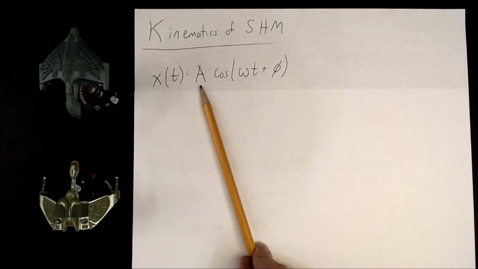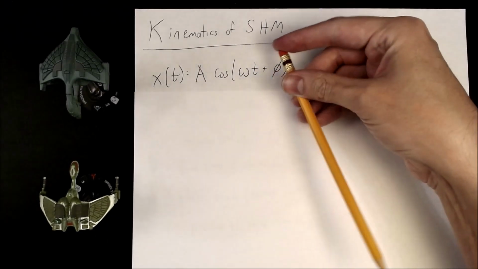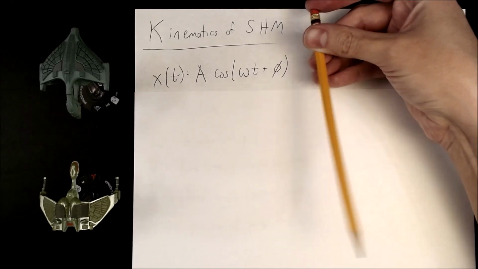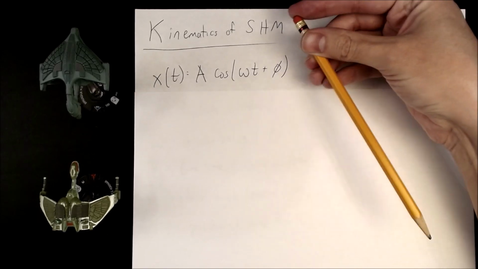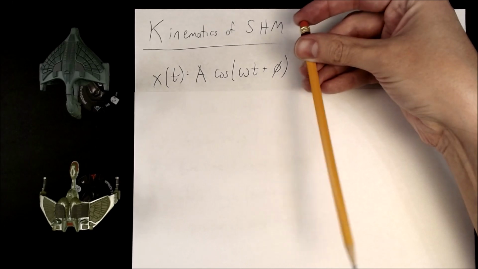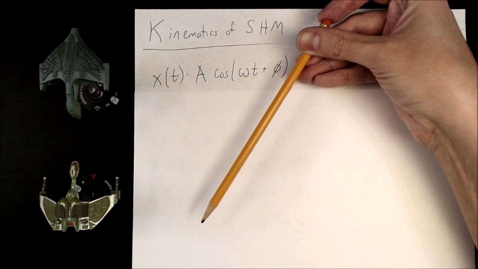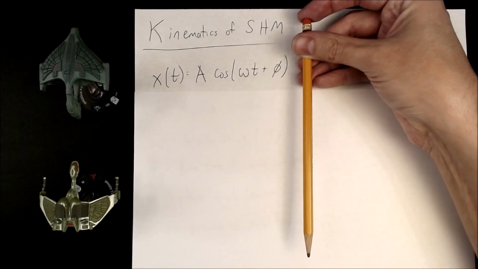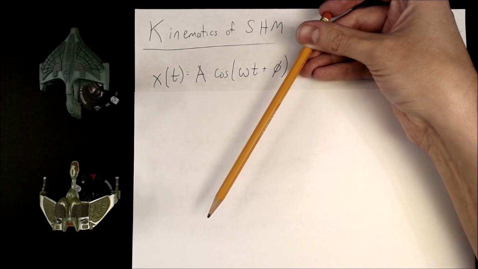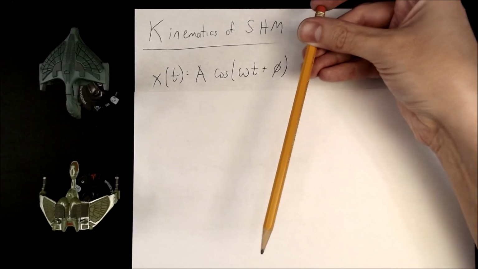The position of an object as a function of time in simple harmonic motion is equal to the amplitude of the motion. If you've got a pendulum going back and forth like this, then the amplitude is measured from the center of the oscillation to the maximum. If you can find the center to the maximum, that is the amplitude of the oscillation.